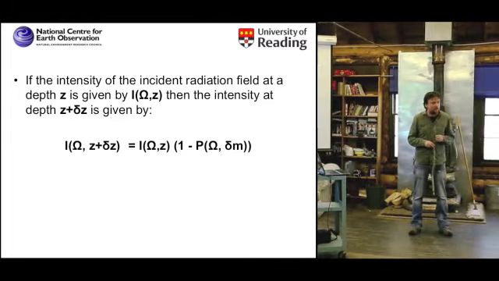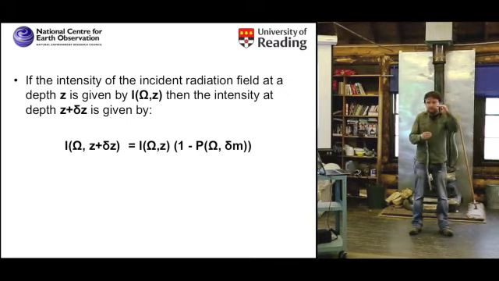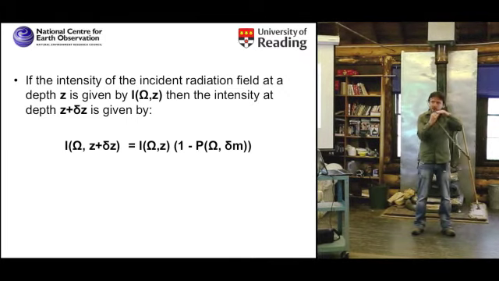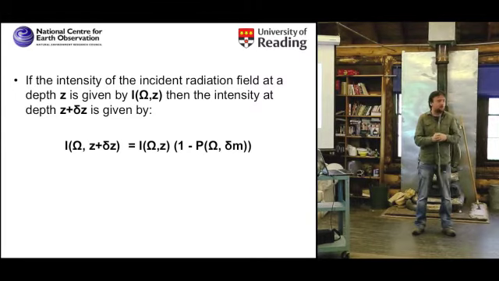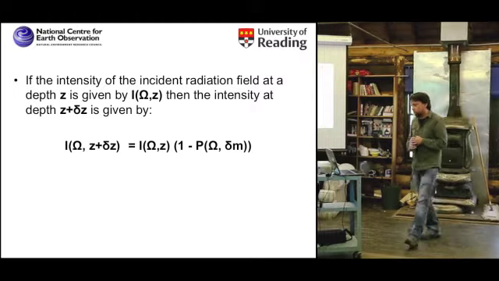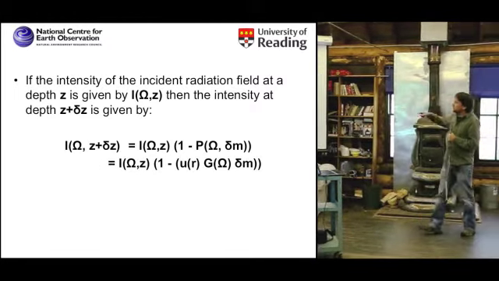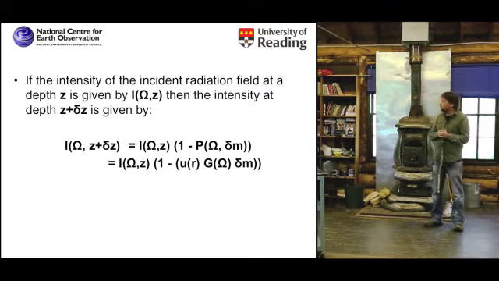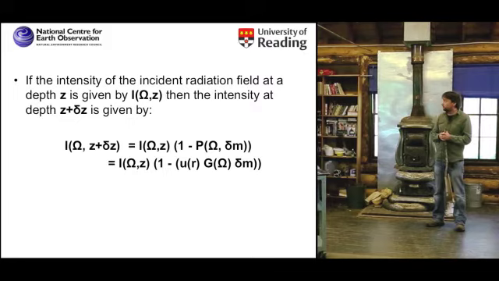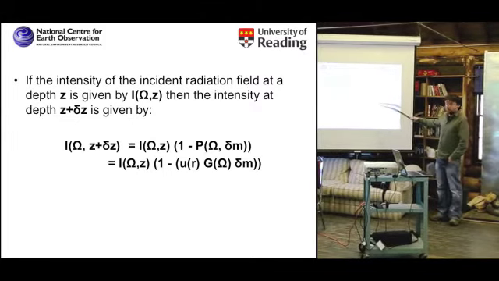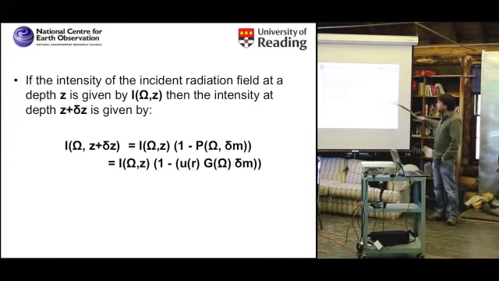Now, hopefully that all makes sense, that basically you're using the probability of interception to calculate the intensity of radiation at a point just below the first point you considered. And we can sub in those terms that we had previously from our definition of P. So the leaf area density, the leaf angle distribution function, and our path length.